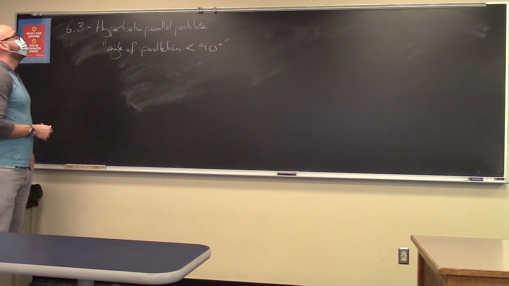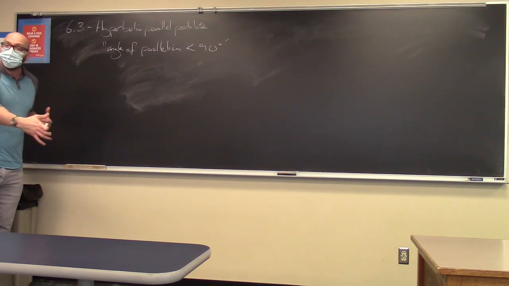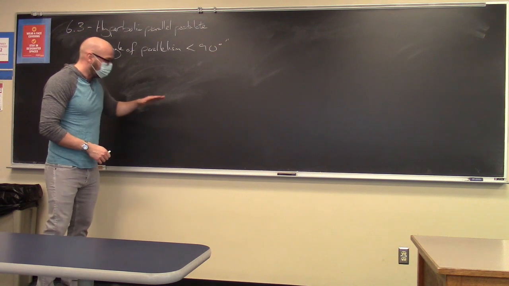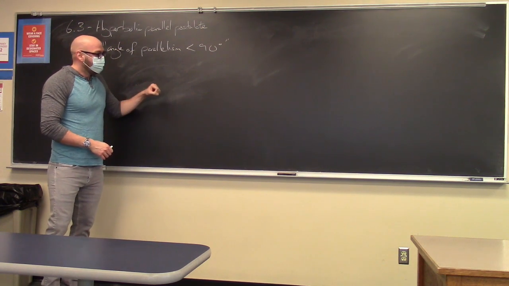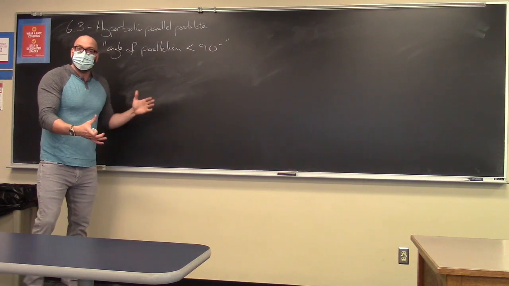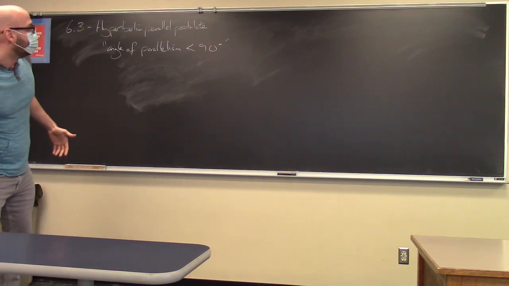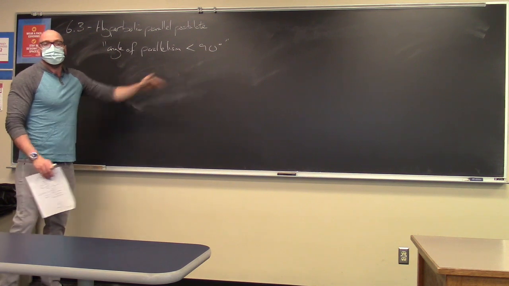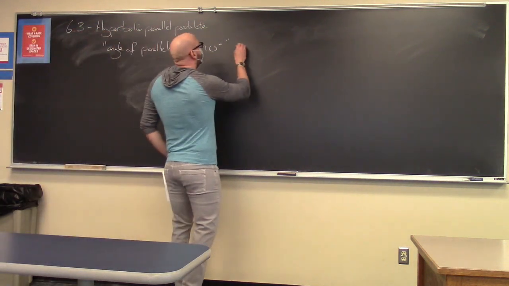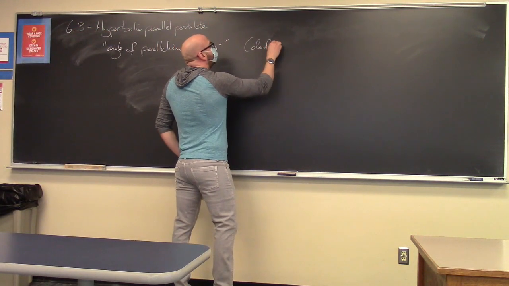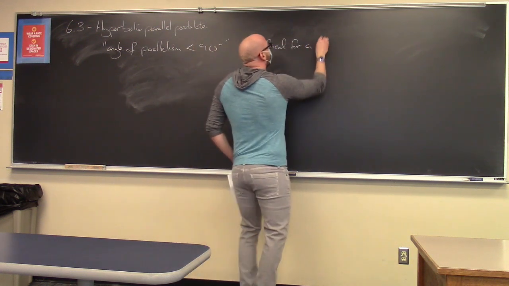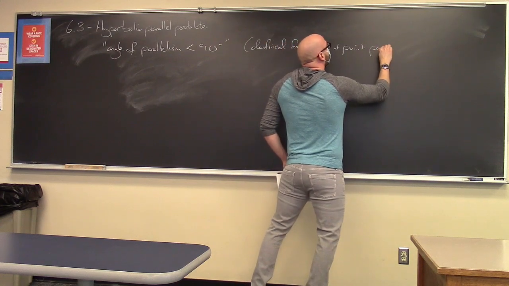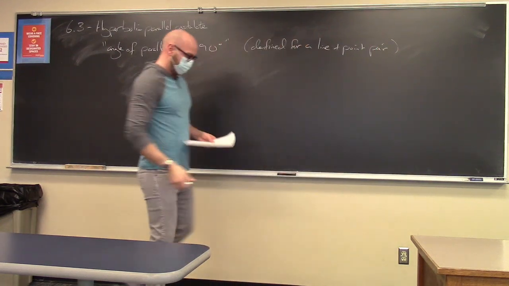And again, I want to remind you that the angle of parallelism is not some universal thing for all lines and points, but it's defined for a line and a point, and for a different line and point, you might have a different angle of parallelism. But this is a statement that no matter which line and point you choose, it's always less than 90. So this is defined for a line and point pair individually.